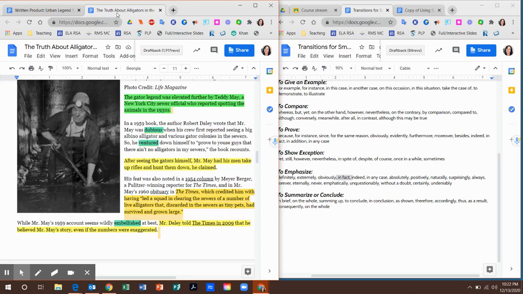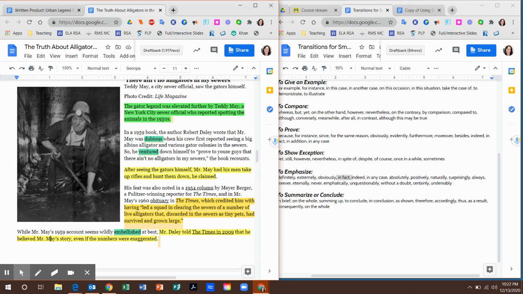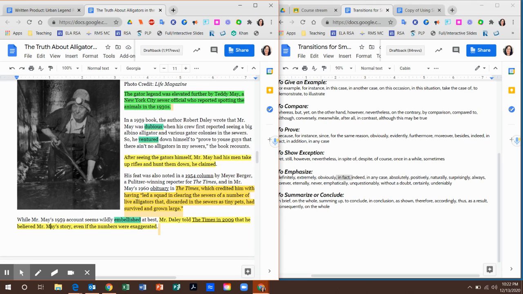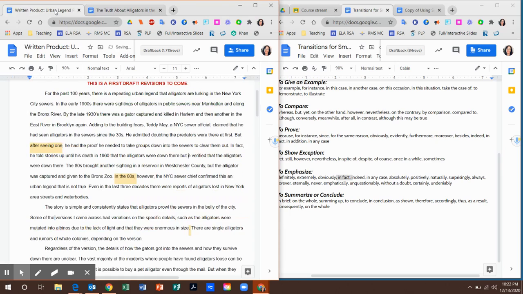and there was something about him clearing them out, right? He led a squad down there. "There ain't no alligators in my sewers." Okay. I'm rereading the word choice here to make sure that I don't steal words from the original just because it's fresh in my brain. So "in fact, he told stories up until his death in 1960 that the alligators were down there." But oops.